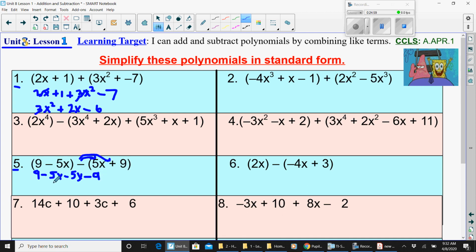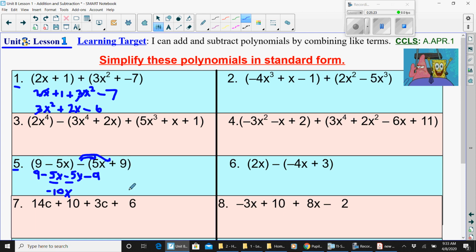So now I'm going to combine like terms. I have negative 5x and a negative 5x. That's negative 10x. And then I have 9 minus 9 is 0. I don't have to put anything. This is my final answer, negative 10x.